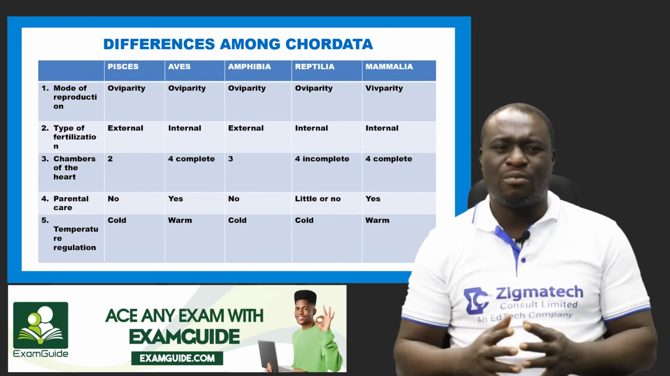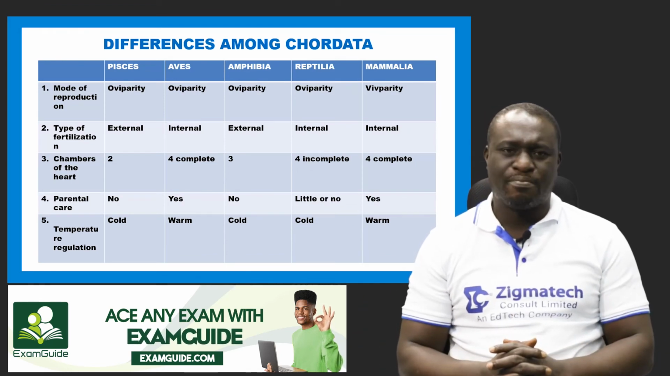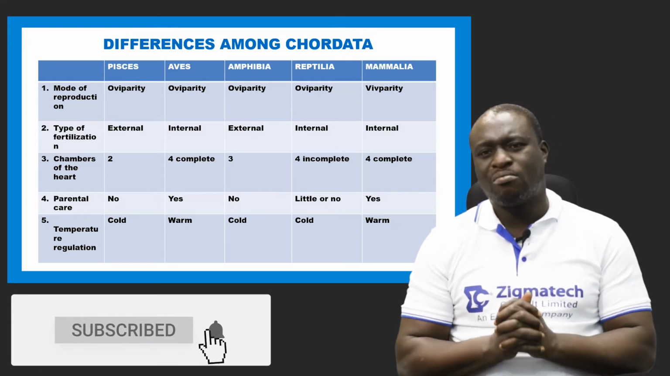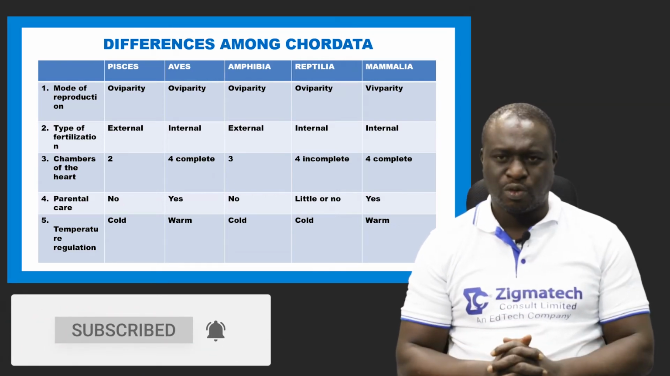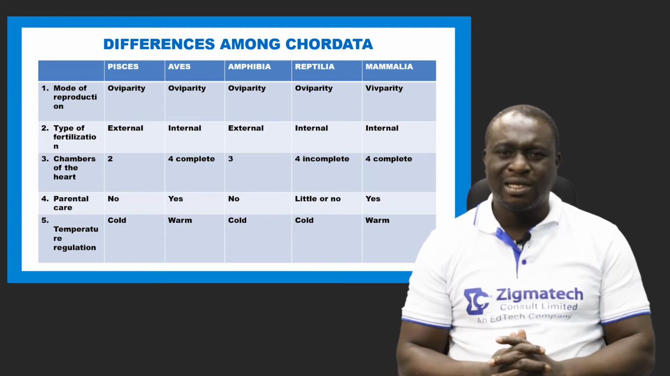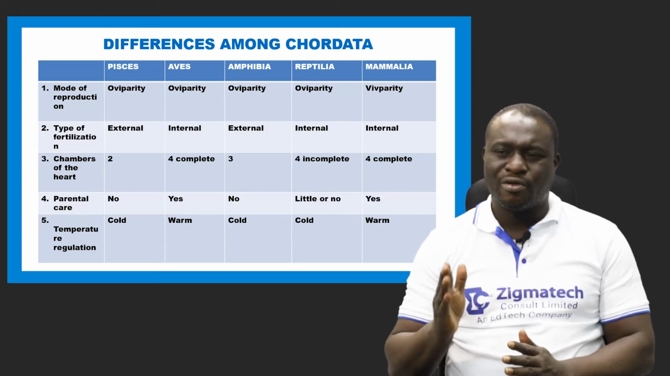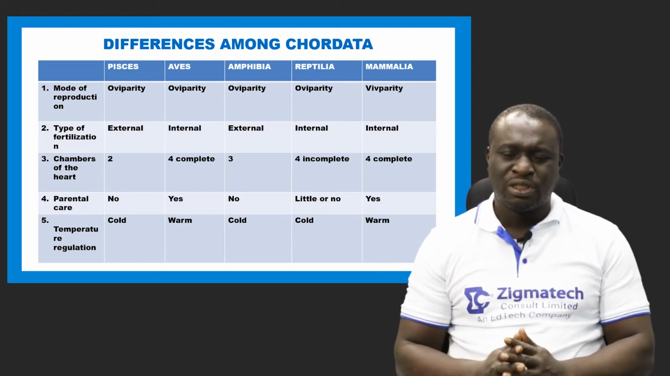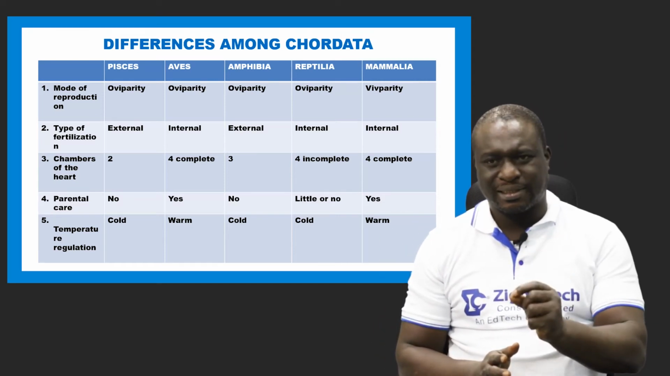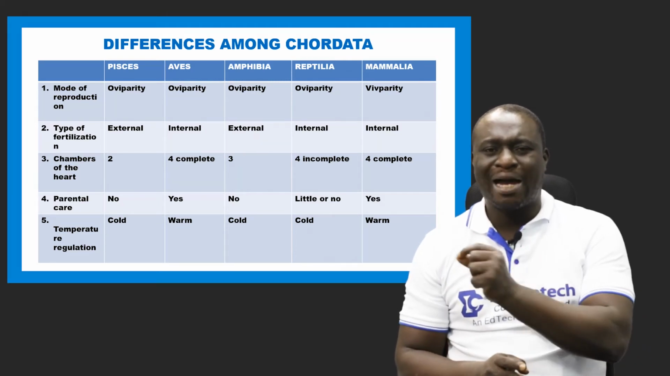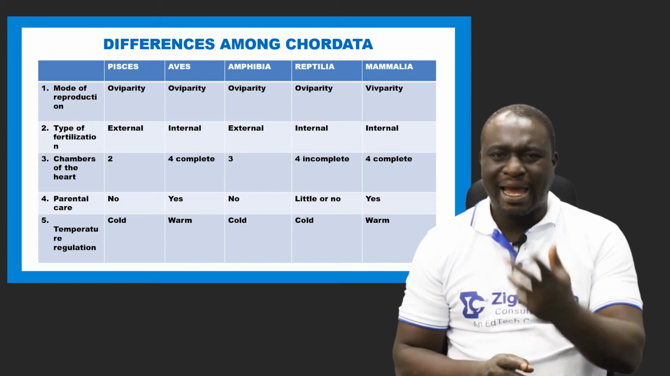Now, lastly, let's look at differences among these chordates. It's very important you take note of this. Look at the first one: mode of reproduction. We've talked about Pisces, we've also discussed Aves, amphibia, reptilia, and then mammalia. In terms of Pisces, the mode of reproduction is oviparity. That means they lay eggs.